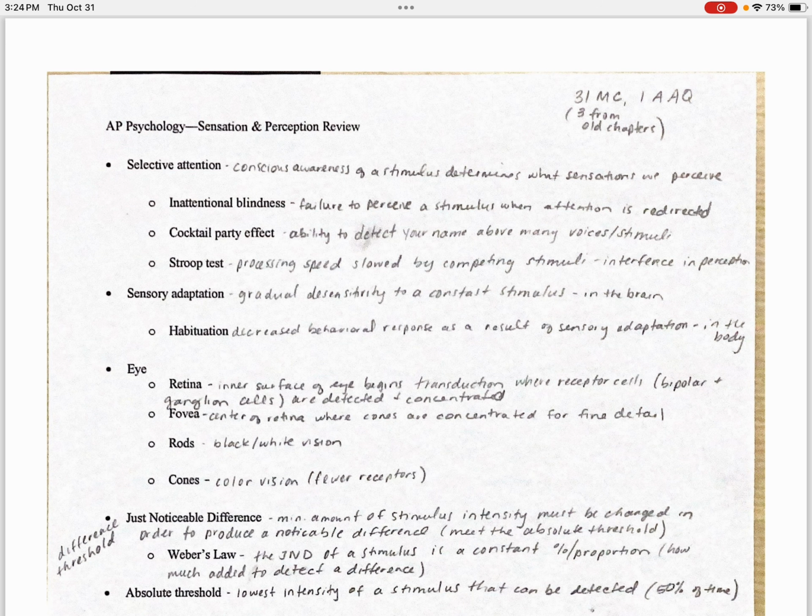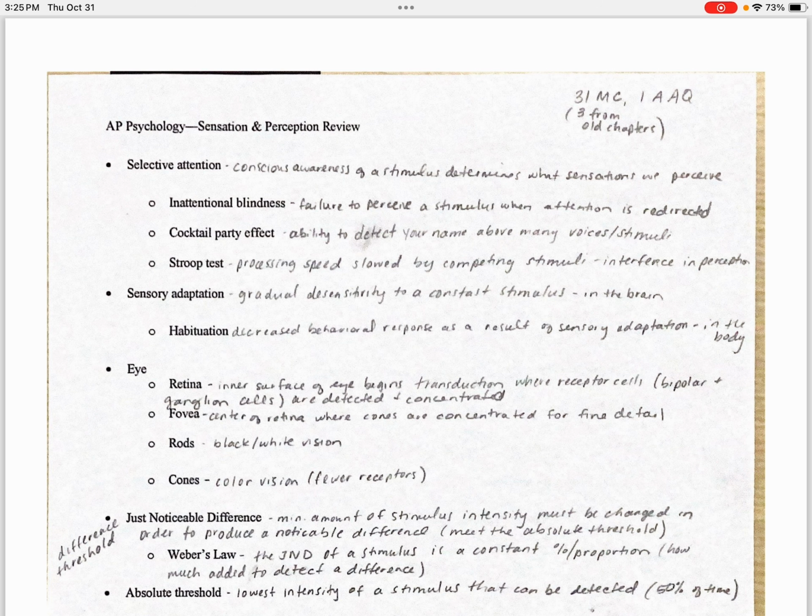Remember when we did the Stroop test that day in class? This is how processing speed is slowed by competing stimuli. There's an interference in cognition, and that interference happens in our perception, in our ability to perceive what's happening. But it's really about that processing speed. It really slows down when you have to think about the word that you're going to say, which is actually a different color than what the word is listed, for instance.